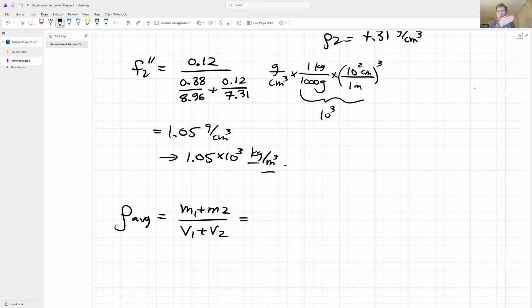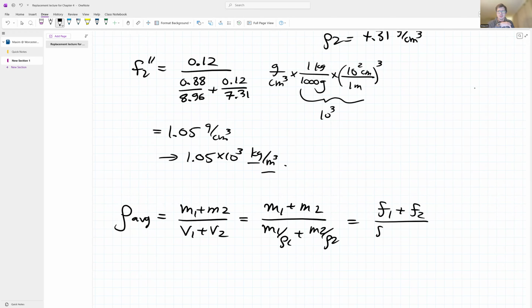Now you want to write this in terms of mass fractions. So again, we have to use the density of the individual components. To get the volumes, you need to take the mass of each component and divide by the density. And then again, we do the trick where we multiply the top and bottom by the sum of all the masses to get just the fractions. So this is F1 plus F2 over F1 over rho 1 plus F2 over rho 2.